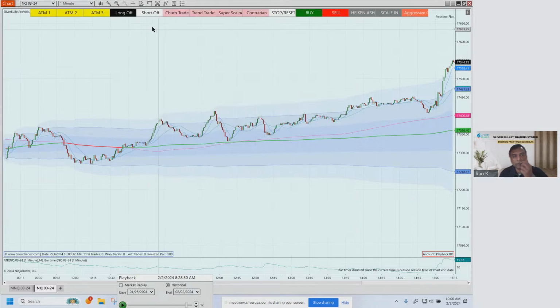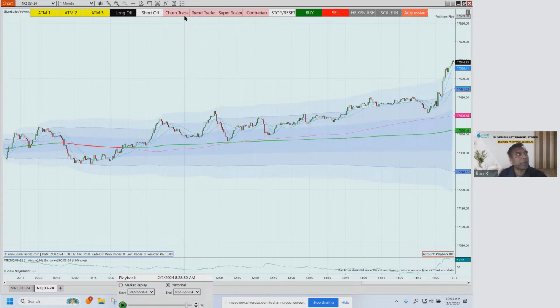So you see the colorful bar on the top. That's the user interface of the software. It's a simple, clean, non-intrusive user interface, and there are different buttons color coded for ease of recognition. We have 3 buttons called ATM in yellow color, ATM 1, 2, and 3. These are automated trade management settings. Basically, each one can be customized for the profit you want, the stop you want, and the number of contracts you want to trade.